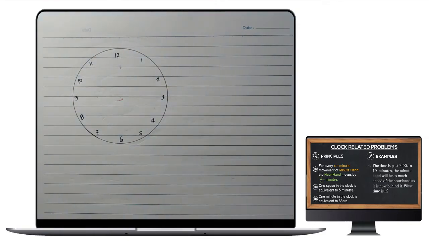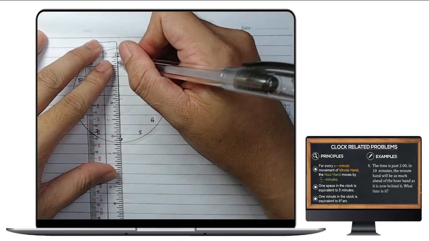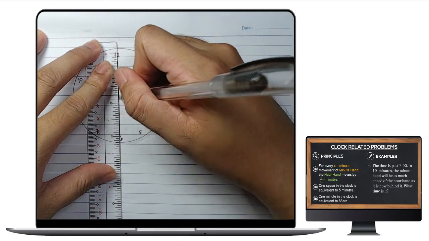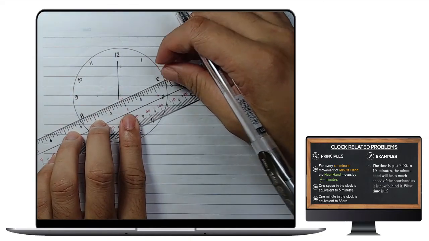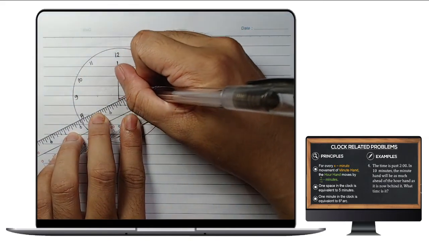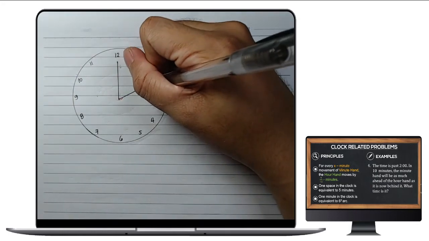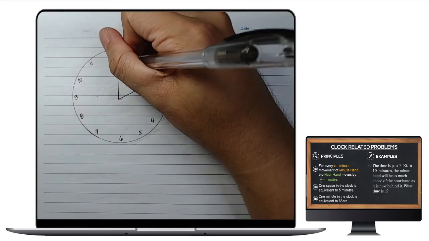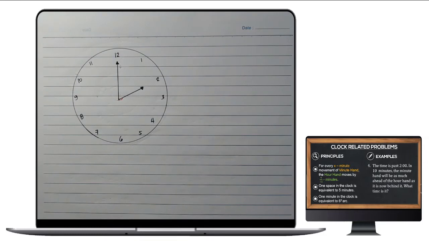Okay? So, the time is past 2 o'clock. So, let's start with the 2 o'clock mark. It is always important, our reference. So, here's your reference. The time is past 2 o'clock, so somewhere in the clock.